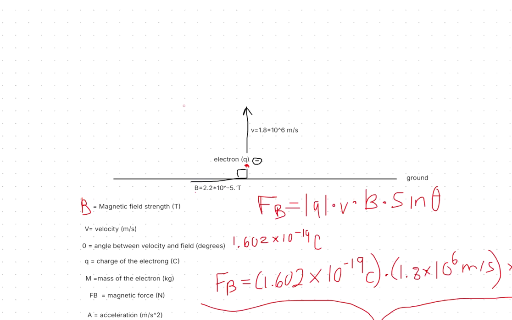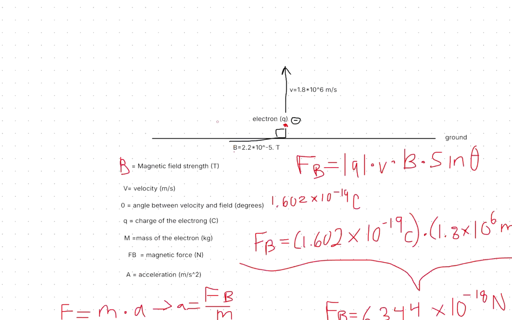So we know what everything means. First we have B, which I wrote here. And B is the magnetic field strength, which is basically telling us how strong the magnetic field is. And its SI unit is the Tesla. Next, we have velocity, which tells us how fast the electron is moving, and its SI unit is meters per second.